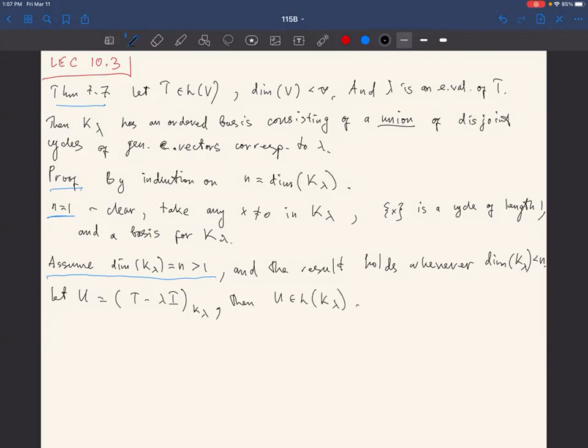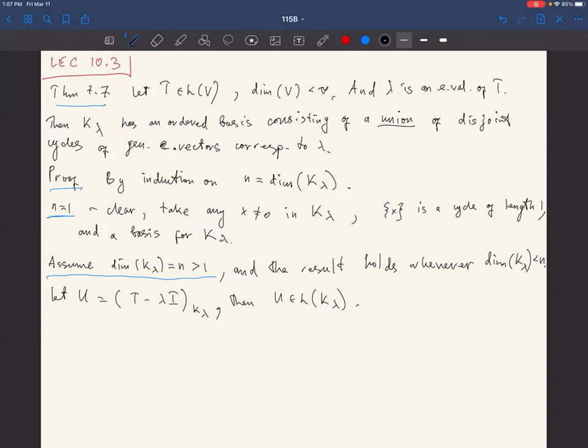So first of all, remember it makes sense to look at this restriction because K lambda is a T-invariant subspace. We proved this at some point, right? The generalized eigenspaces are invariant subspaces. And of course, K lambda is trivially invariant for the identity operator. And so for this whole operator, T minus lambda I, the space K lambda is invariant with respect to it as well. Yeah. So then it makes sense to talk about this restriction.